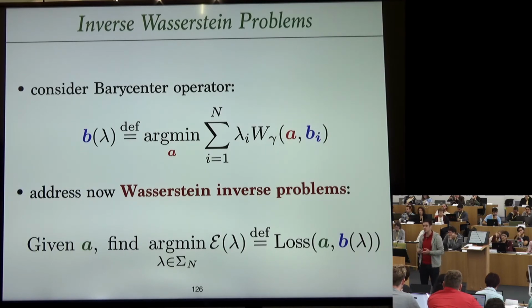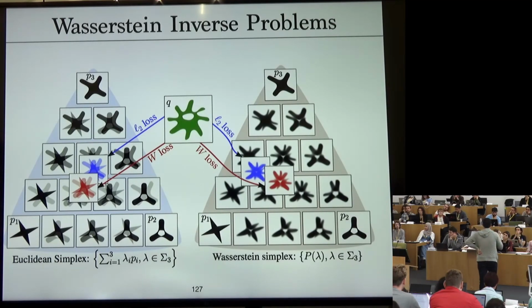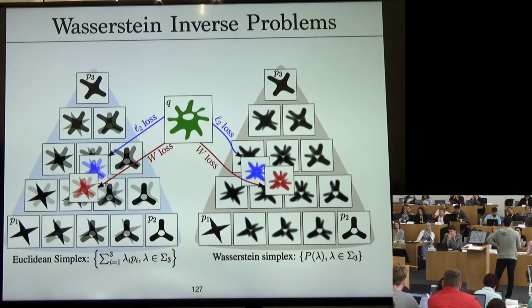What we would like to do is, given a new example, can you find the weights that seem to reconstruct this example? Let me show you this picture, which I think is a bit more revealing. Here I have 3 shapes, 3 probability distributions, and they are set up in this triangle. On the left and on the right, it's the same shapes. I call them P1, P2, P3.